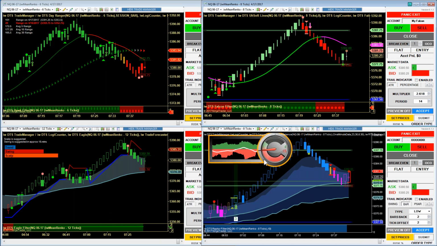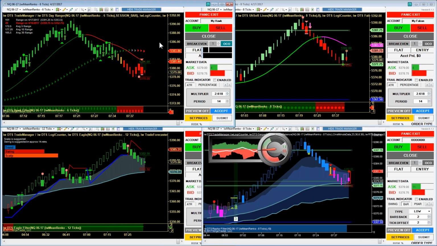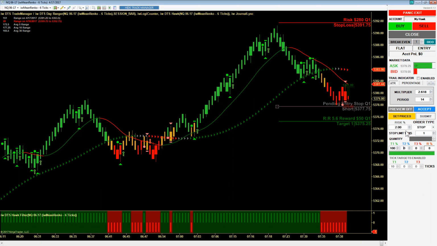Well, we're still kind of sideways here. Okay, and we do have a first micro macro cross lower here on the hawk. The hawk, of course, being the scalper, is inclined to be a little bit faster maybe than some of the other tools.